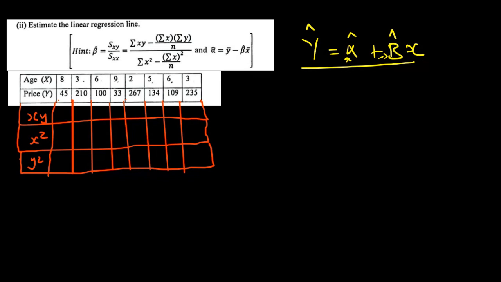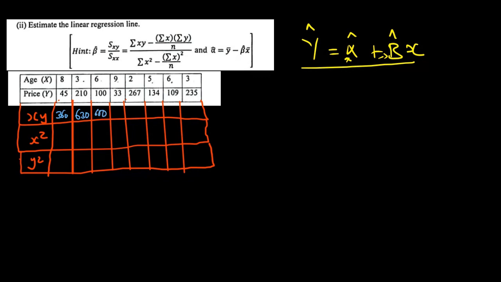So let's start multiplying. We are going to start from the xy. The first one will be 45 multiplied by 8. So 8 multiplied by 45, I'm going to get 360. Then 3 multiplied by 210, I'm going to get 630. Then I have 6 multiplied by 100, I'm going to get 600.